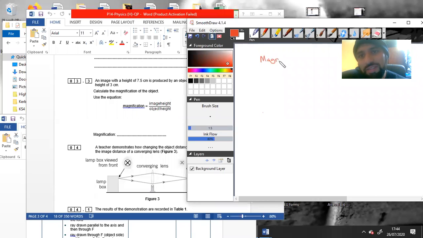Okay, now, magnification we're learning about, guys. So if you want to write this down in your notes, what is magnification? It's nothing hard. It's just a simple formula. So I'm going to write down the formula first, as they've done in the exam question, and then I'm going to explain it to you a bit more.